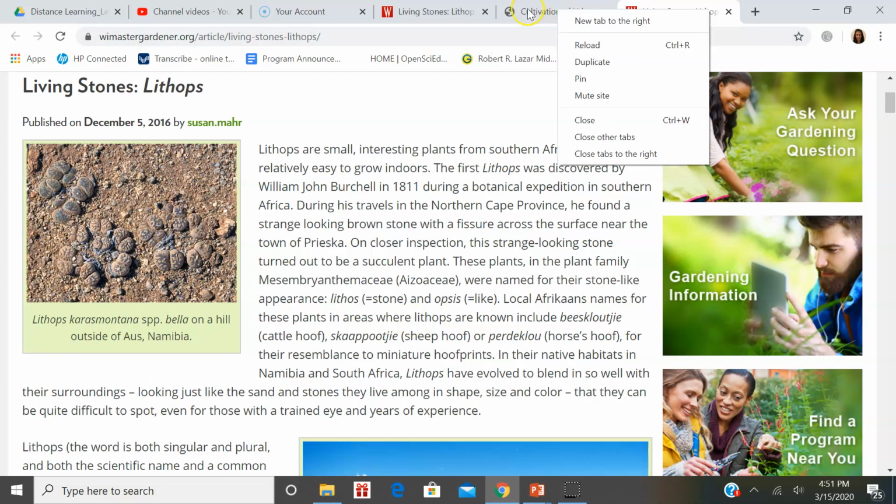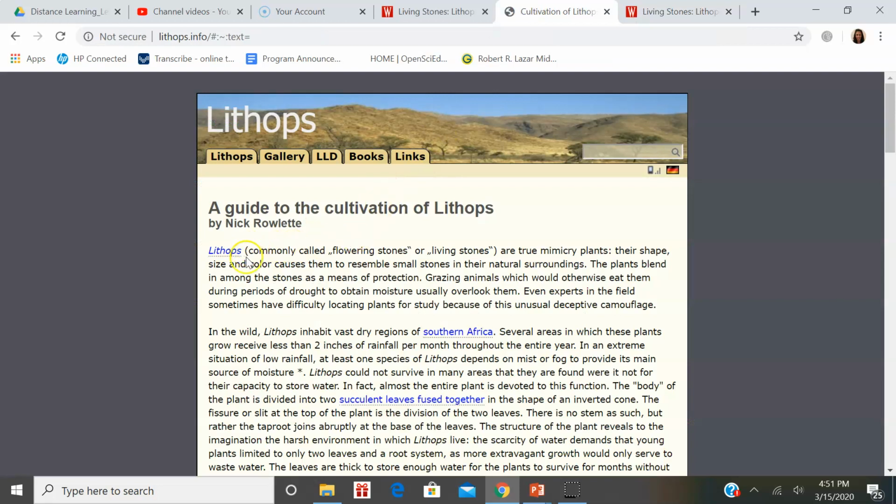In another website, I found that lithops are true mimicry plants. Their shape, their size, their color causes them to resemble small stones. The plants blend in among the stones as a means of protection. Grazing animals, which would otherwise eat them during periods of drought to get the water, would usually overlook them. So instead of being animals in disguise, these lithops are plants in disguise.